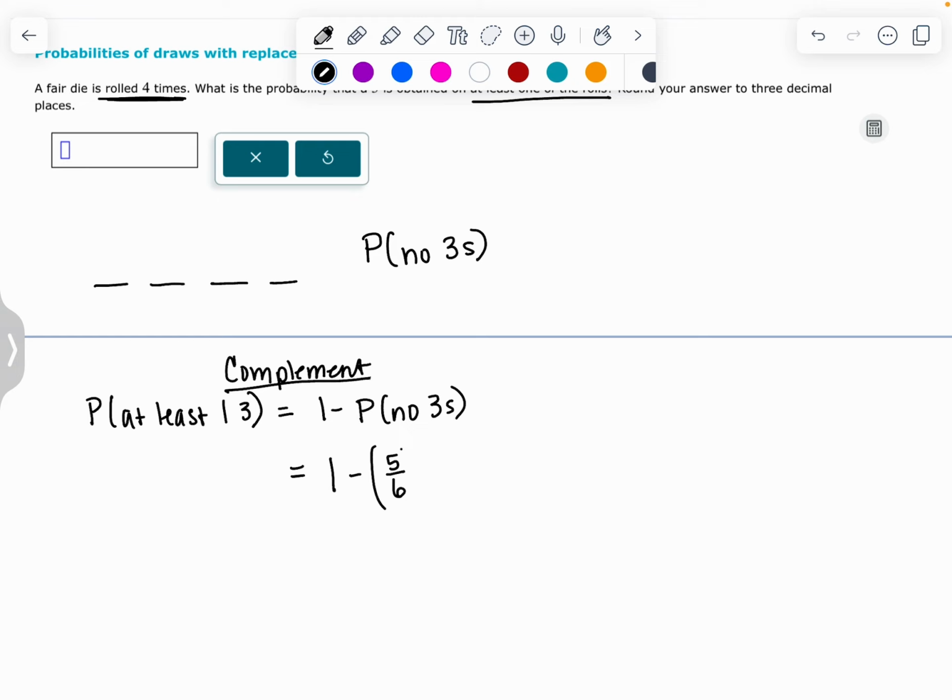What's the probability that we roll it and there's no 3s the second time? 5 out of 6. And this third time, 5 out of 6. And the fourth time, 5 out of 6. So it's going to be equal to 1 minus 5/6 to the 4th power.